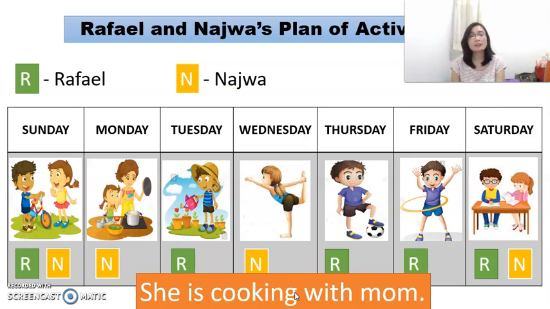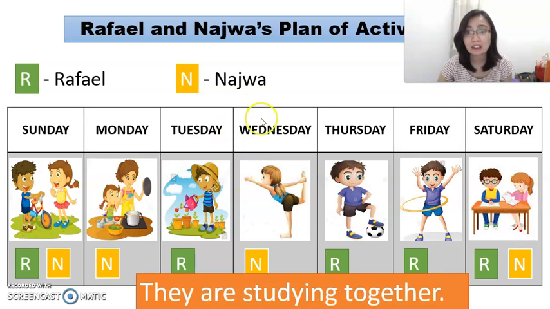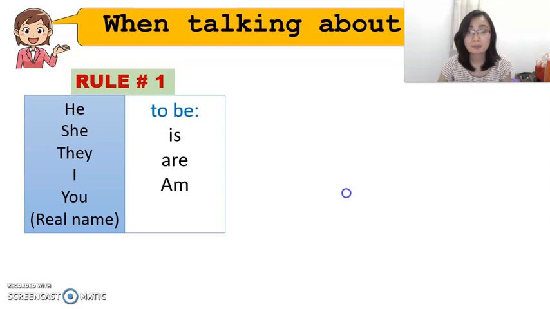How about what is Raphael doing on a Tuesday? He is watering the plants. So he for he's a boy, is for one, and then water plus ing, watering. Next, how about what are they doing on a Saturday? So they are studying together. They are, since they are many or two, and study with ing form, studying. So this follows our rule for talking about plans.